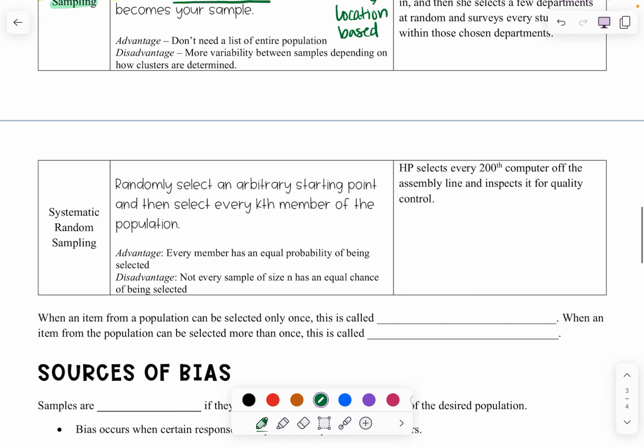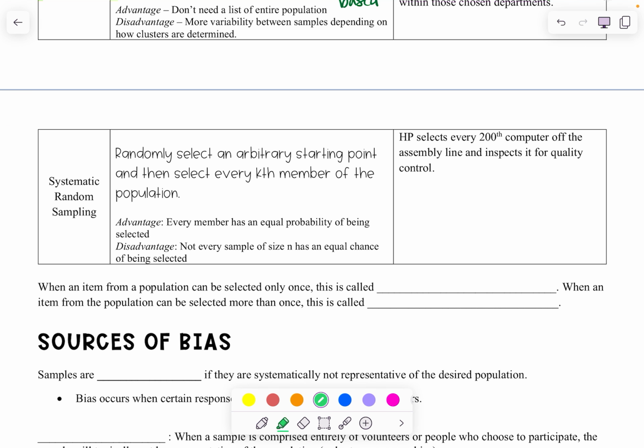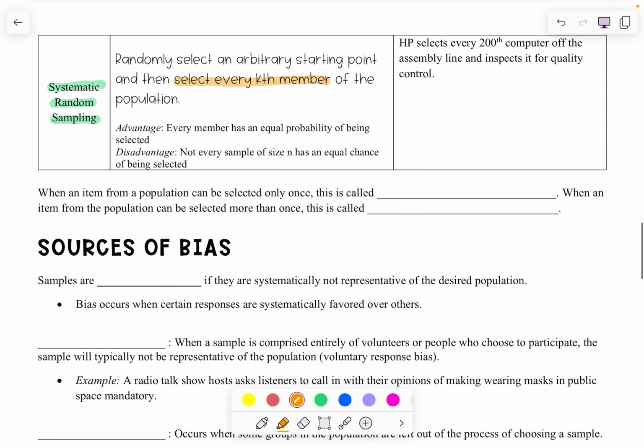The last one for a good sampling method, the last sampling method, is systematic random sampling. Basically, you're going in and you're starting at some random point and you're picking every 5th person. Usually you roll a die or use a random number generator, you pick a random number and that's your starting point, and then you pick another random number and every whatever number person is a part of your sample.